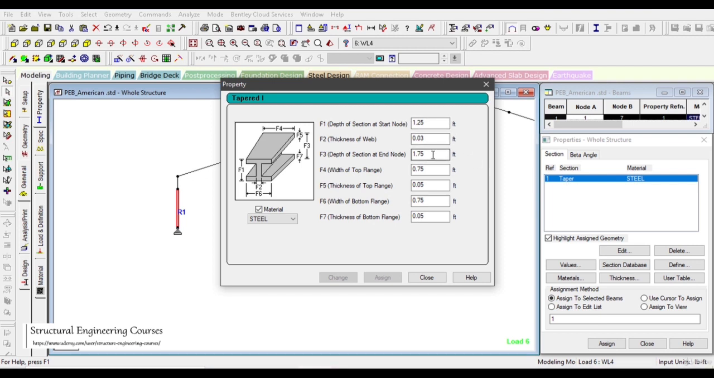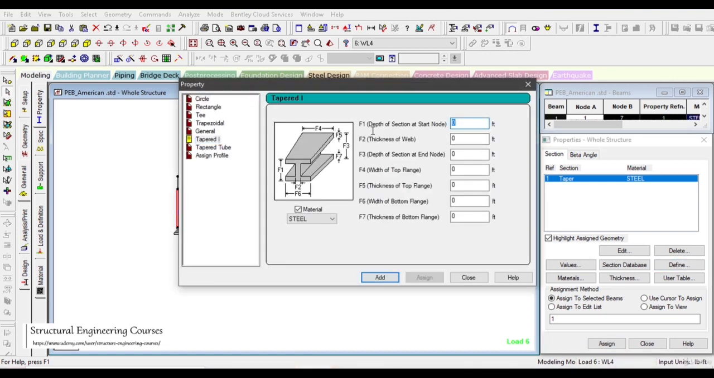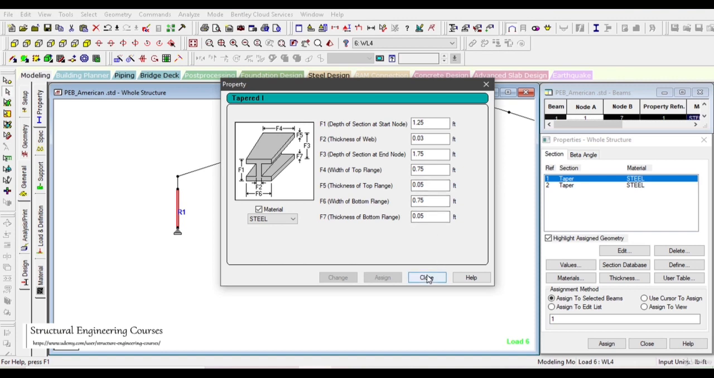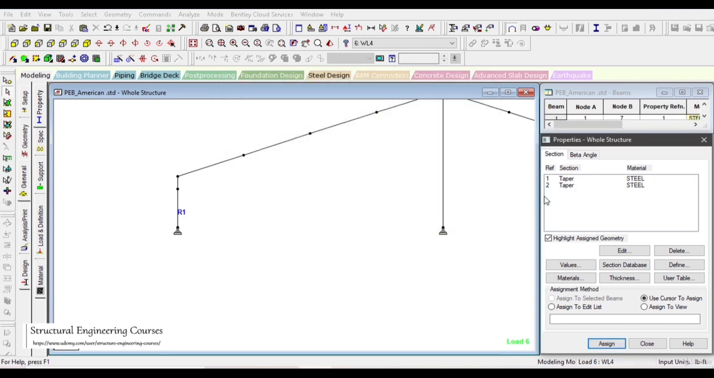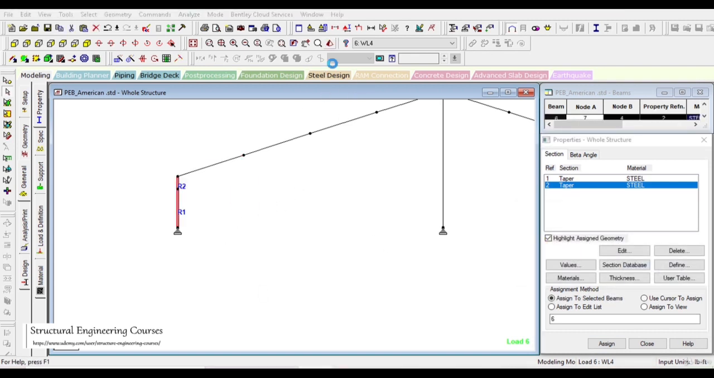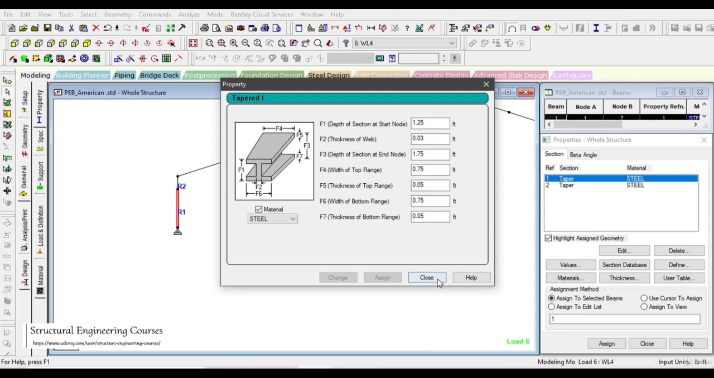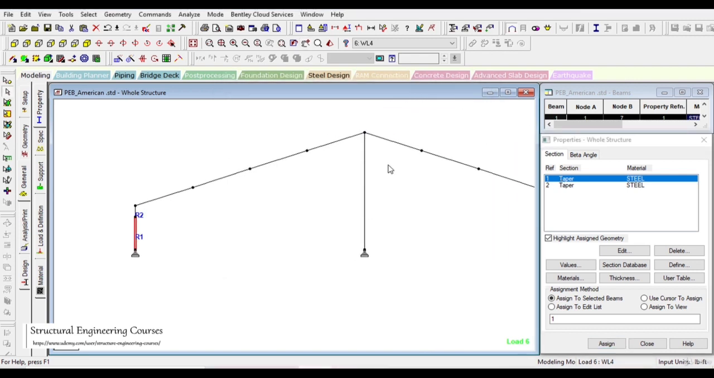So from 1.25 to 1.75, we can again increase it to 1.75 to 2 foot, and 0.03, 0.05, so now everything is correct, and after that similarly we can assign a uniform section here.